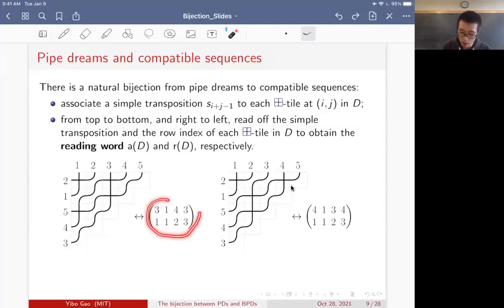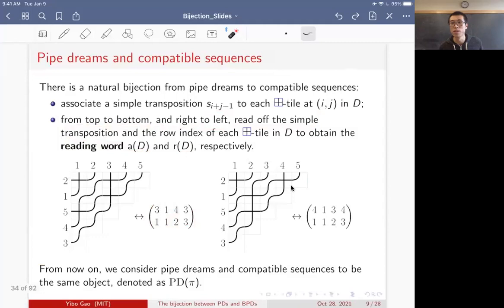So if you remember the conditions from the reduced compatible sequences, it says that my A's will be a reduced word of pi. And then the R's are weakly increasing, which is obvious because I go from top to bottom. And the R's is less than or equal to A because i is always going to be less than or equal to i plus j minus 1. And finally, if I have a strict increase in A, then I have to go to the next row, because within each row, the value of A going from right to left is decreasing. So if I have a strict increase in A, then I must go to the next row to have a strict increase in the R's. So it's really not hard to see that this is a bijection. Okay. Because of this reason, we'll actually consider the pipe dreams and compatible sequences to be the same object. And we'll denote both of them as the pipe dream of pi.